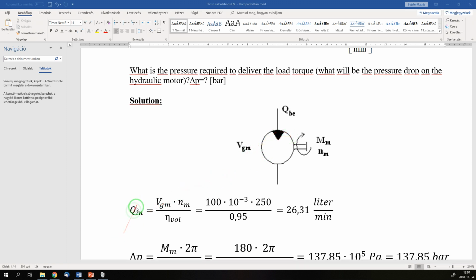Okay, so the ingoing flow rate should be calculated with the theoretical flow rate divided by the volumetric efficiency. That's because if you divide a number by a number less than 1, it will result in a bigger number. Okay, and we have to make more liquid flow through this motor to achieve this revolution.